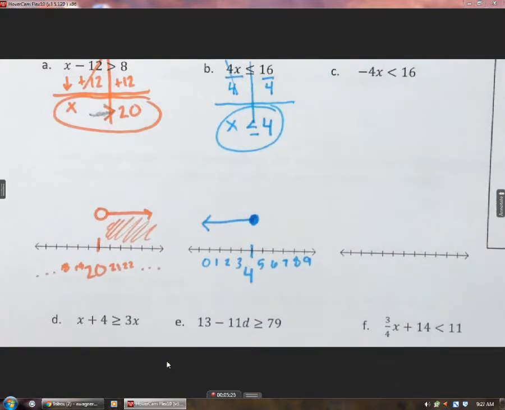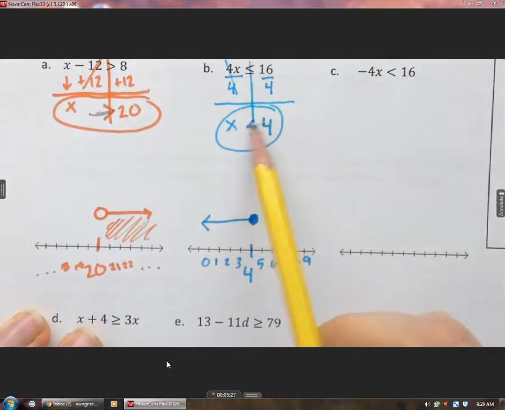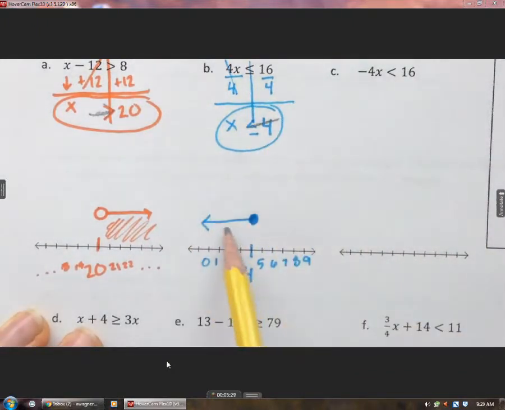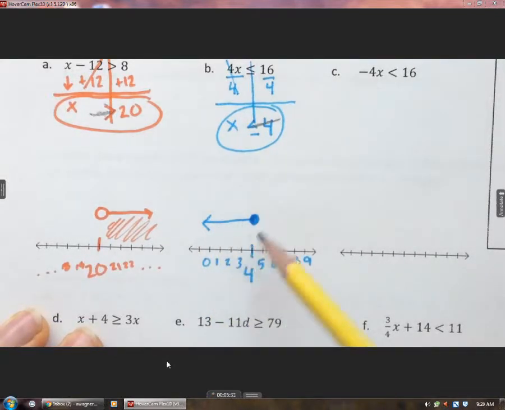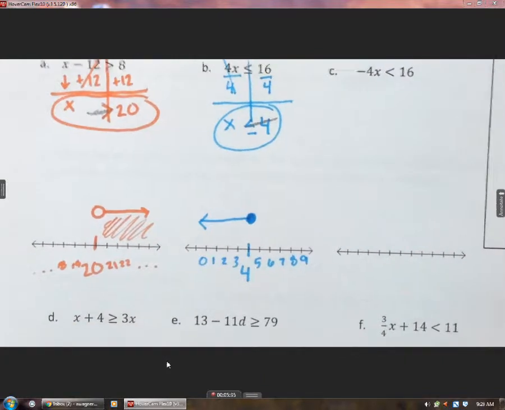And again, you could pretend like this is just an arrow. So we're shading to the left, shading to the left. Do you have to shade underneath it? No, I don't care. I don't usually.